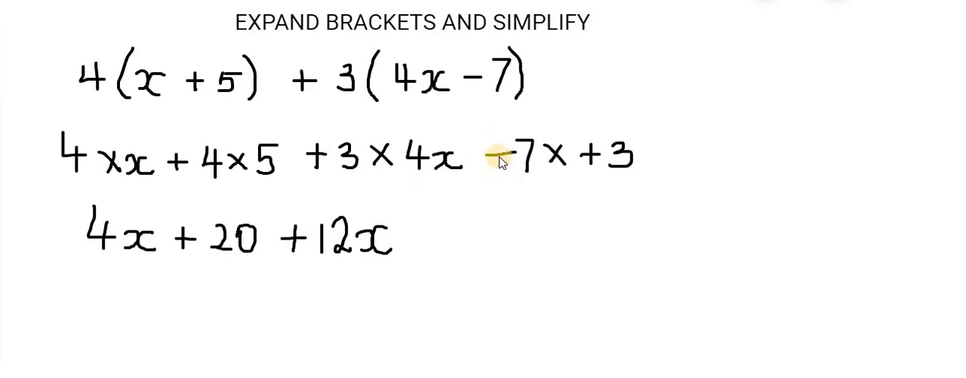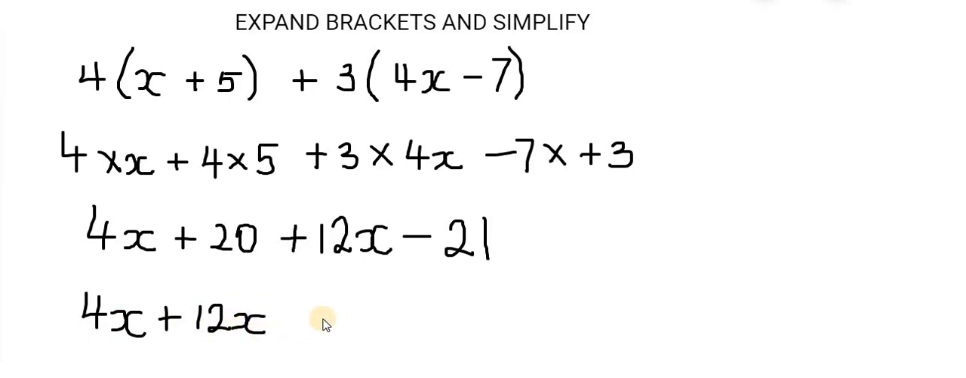And then the last one is minus 7 times plus 3. Go through the signs first. Minus times plus, that's a minus. 7 times 3, that's 21. So if we collect like terms, that's got an x in it, that's got an x in it, so we put them next to each other. So 4x plus 12x, so a bit of rearranging, shall we say, plus 20 minus 21.